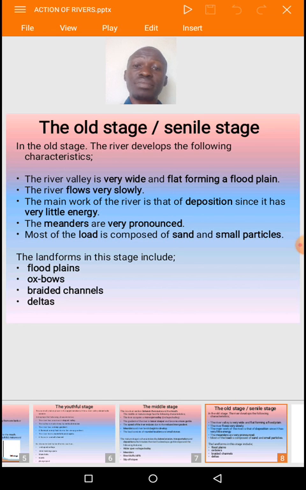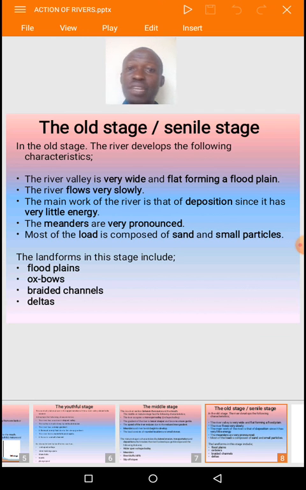What characterizes it? What are we going to see at the old stage of a river? We are going to look at the valley widening and forming a flat plain. This is an area of deposition. Then the flow is slow. Then there is more deposition in this area. Meanders are more pronounced. There are a lot of meanders here. Then most of the load is composed of sand and small particles.